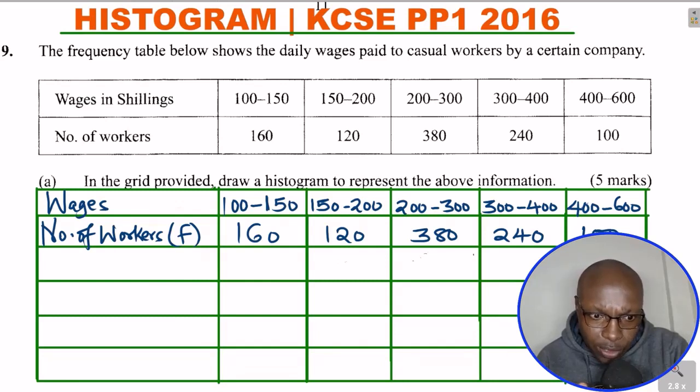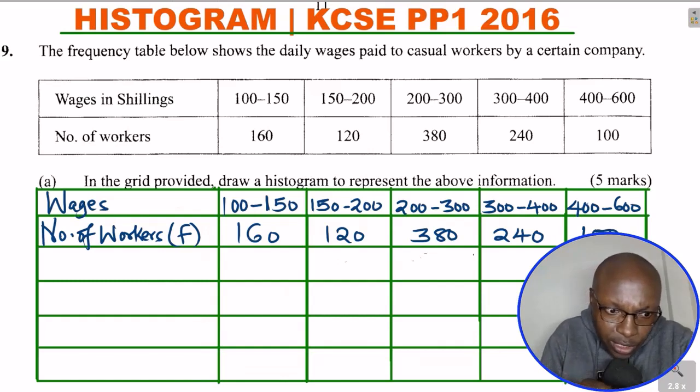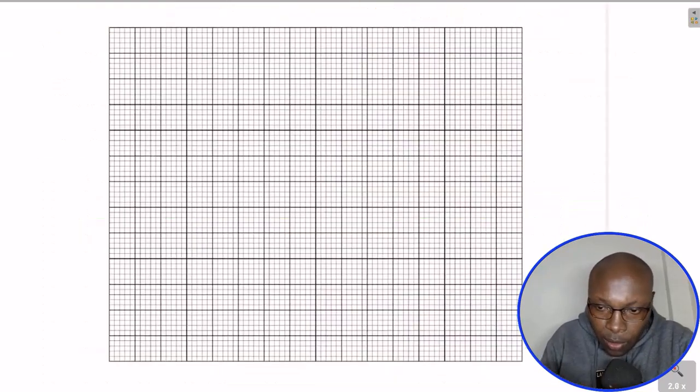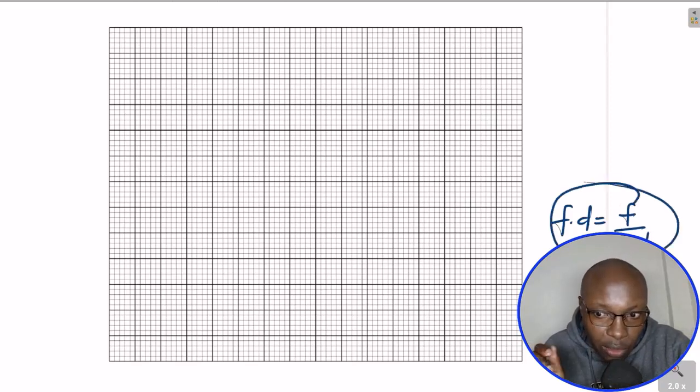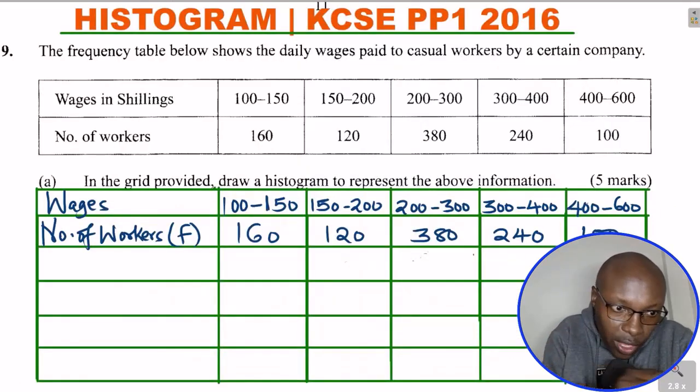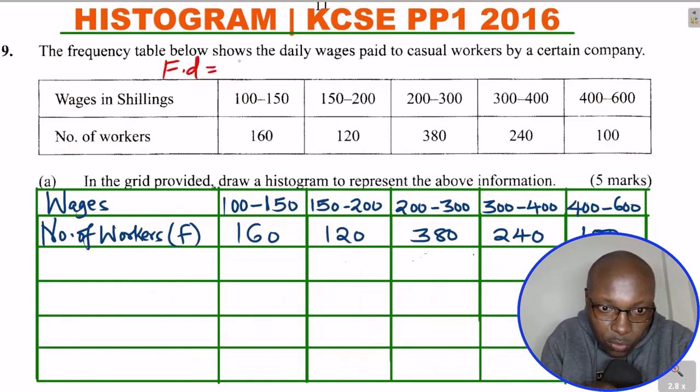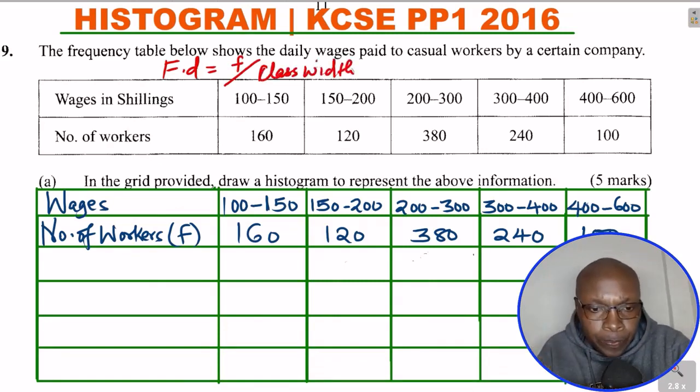So how do you get the frequency density? Frequency density is given by frequency divided by the class width. So I'll write it here: frequency density is equal to frequency divided by the class width. That is how we get it.